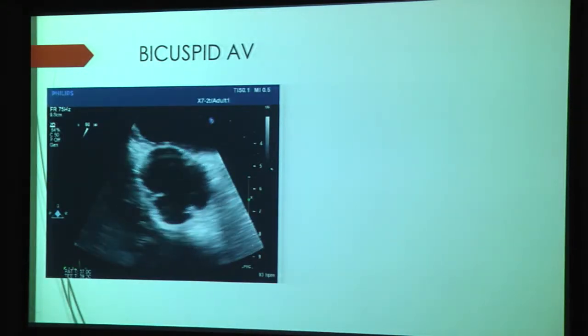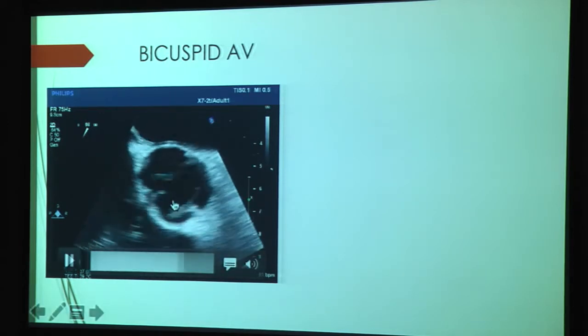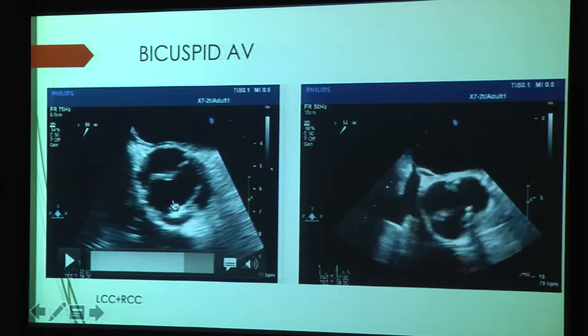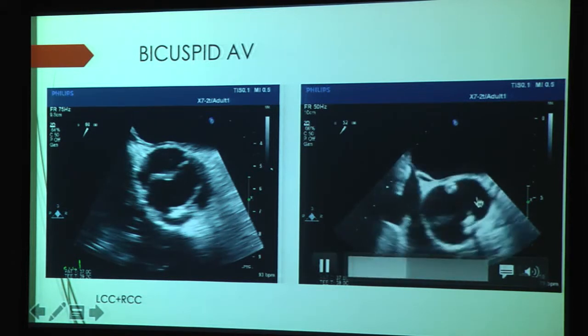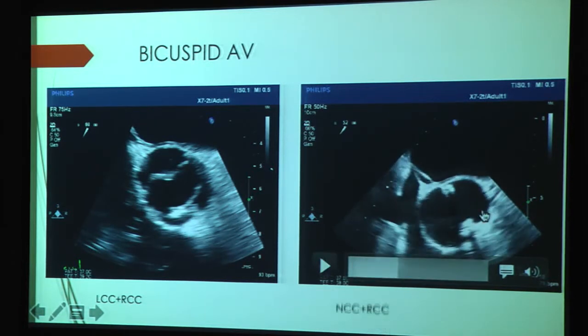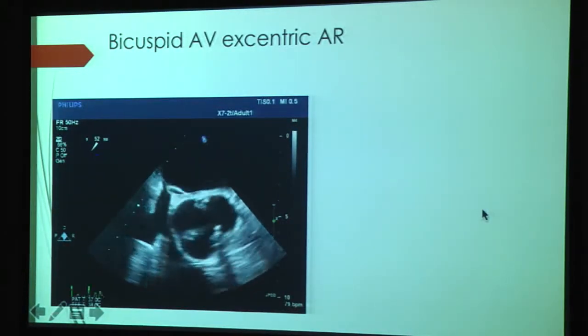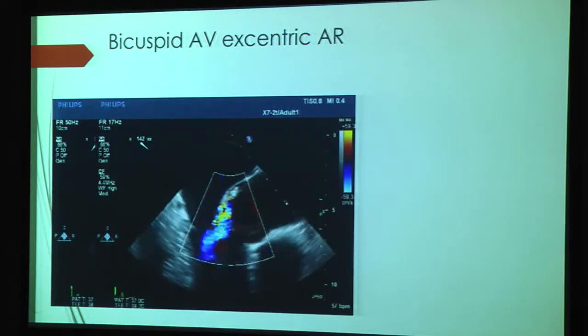So the bicuspid aortic valve, as seen here, with a non-coronary cusp and a fused left to right coronary cusp, and the less common one with a fused non and right coronary cusp and a smaller left coronary cusp. They don't necessarily have to cause central AR. This was quite eccentric. Doesn't look particularly dramatic.